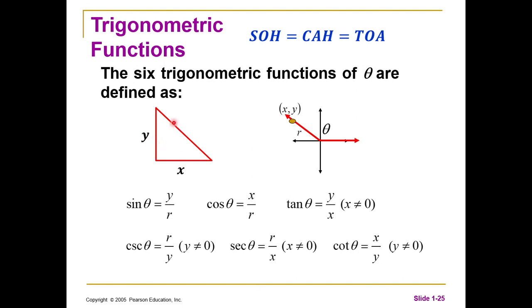So y over the hypotenuse. Cosine is adjacent over hypotenuse. Then tangent theta is opposite over adjacent side. Cosecant is actually the reciprocal of sine: sine is y over r, so cosecant is r over y, as long as y is not zero, otherwise it is undefined. Then secant theta is r over x, as long as x is not equal to 0. Cotangent theta is x over y, since tangent theta is y over x, as long as y is not equal to 0.